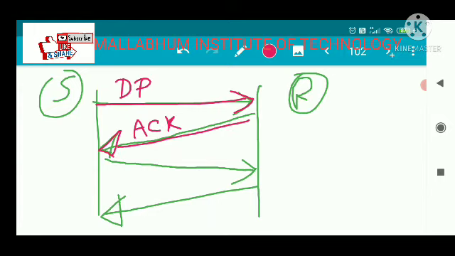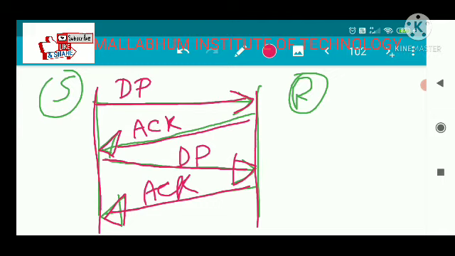Okay, after receiving the acknowledgement, it again sends the next data packet, and then it again gets the acknowledgement for this data packet. This process goes on over and over again. So this is the smooth procedure by which sender and receiver can communicate with each other.